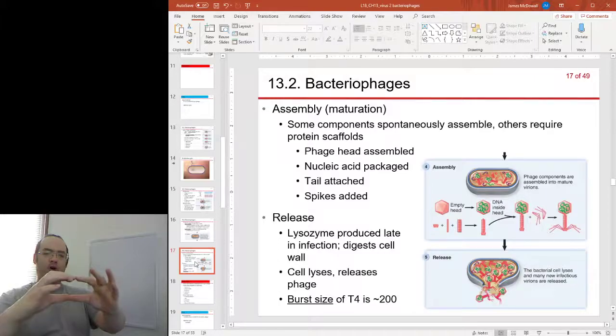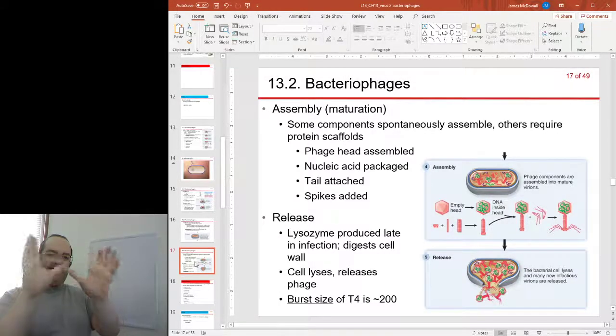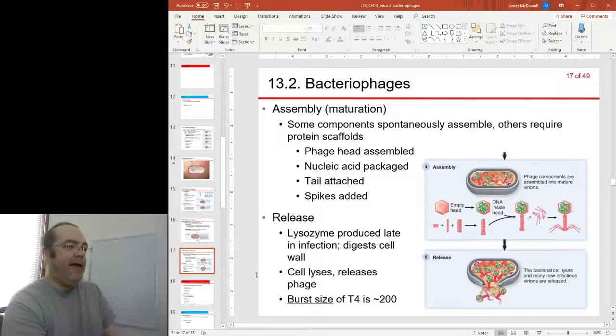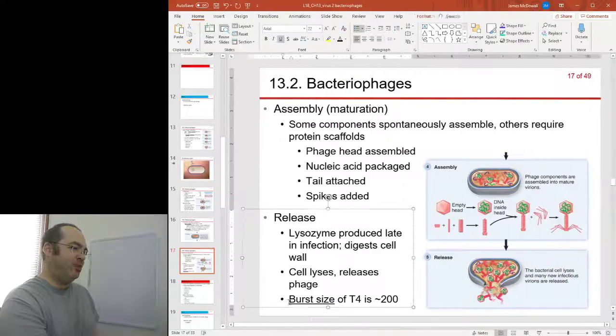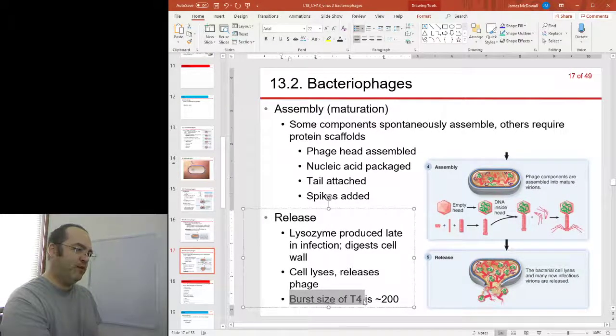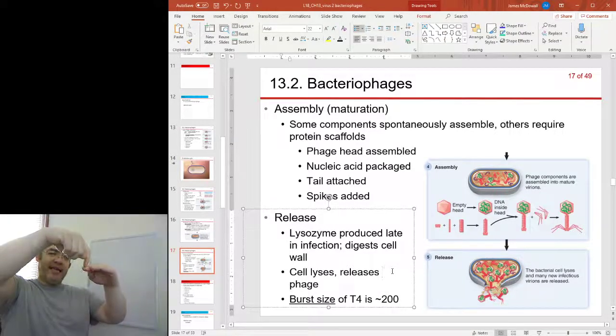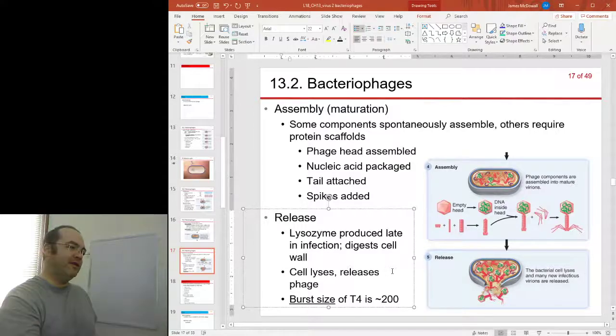When you poke a hole in your bacterial cell wall, it bursts and all the contents of the cell are released. And along with its cell contents now is a large number of viral particles. So the burst size should be pretty self-explanatory. With T4, it's around 200. That means one virus gets in, 200 viruses burst out.